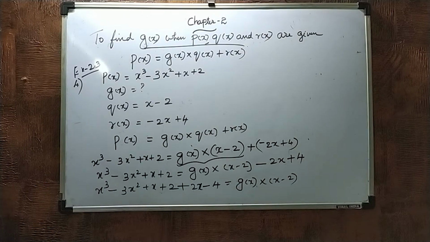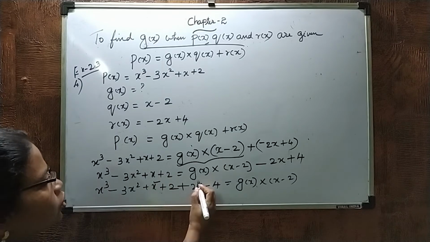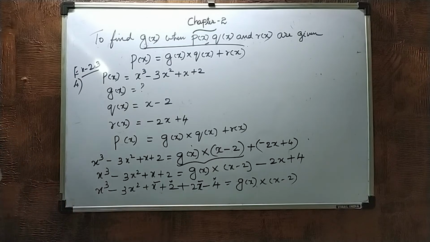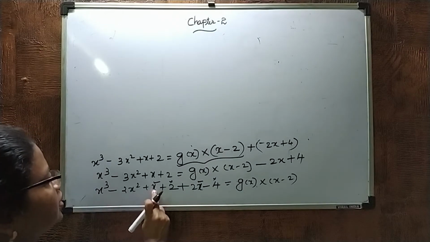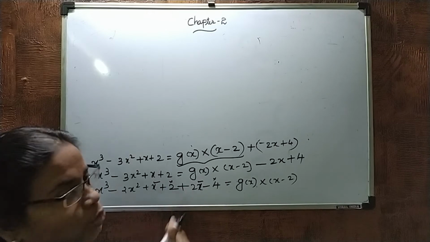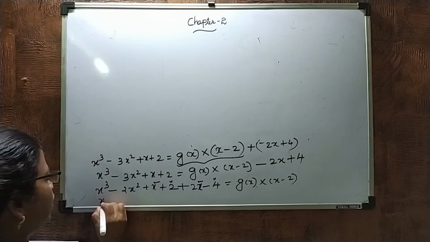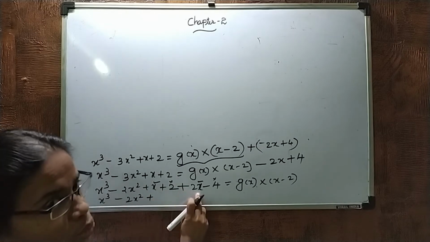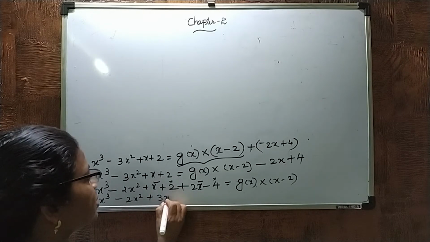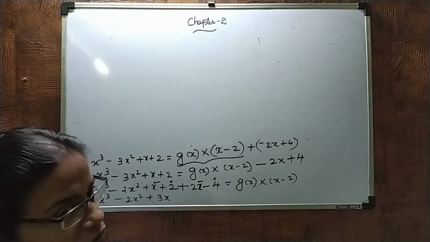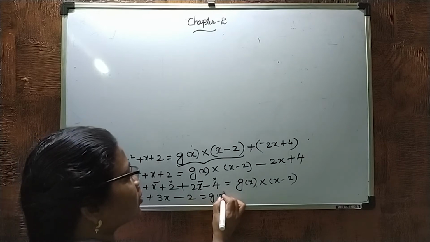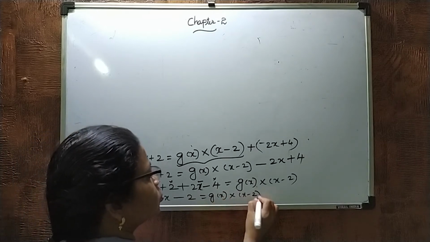Now the next thing is we are going to simplify here first. Here x is there, 2x is there, then 2 is there, minus 4 is there, so take like terms together. So it will be x cube minus 2x square plus x plus 2x, which is 3x, and then 2 minus 4, you will get the answer minus 2, equals g of x into x minus 2.